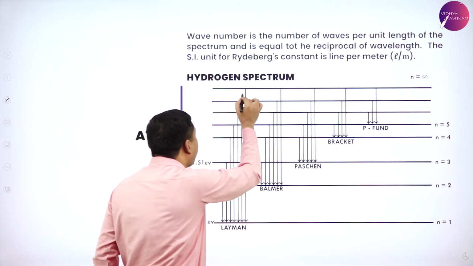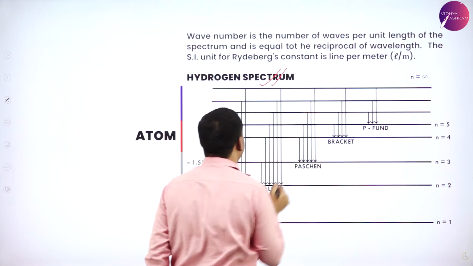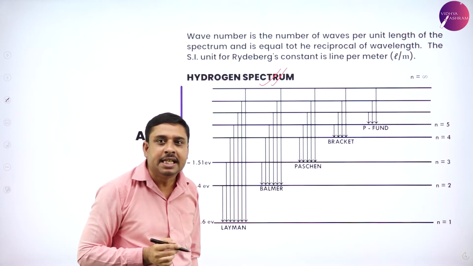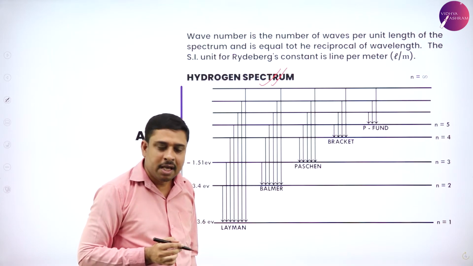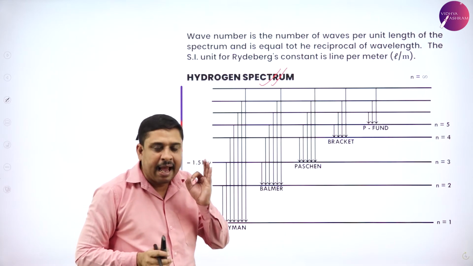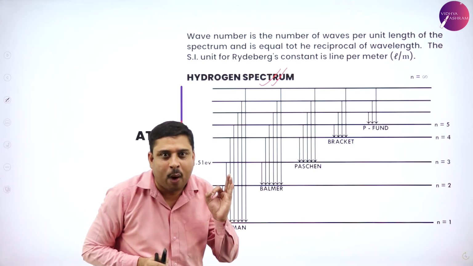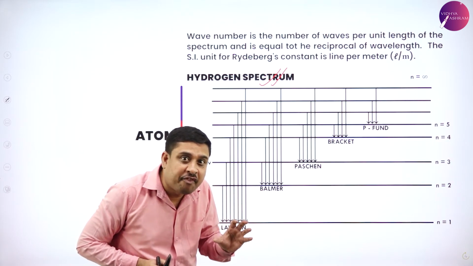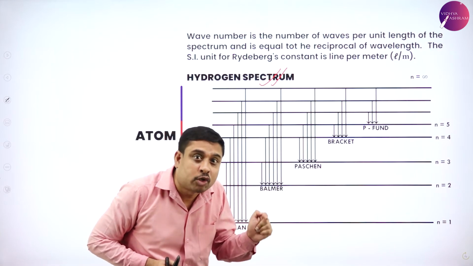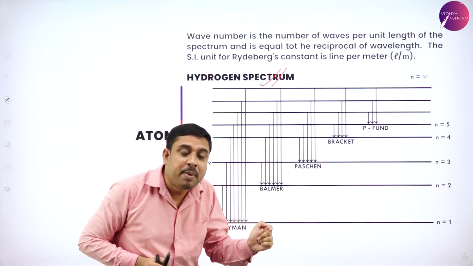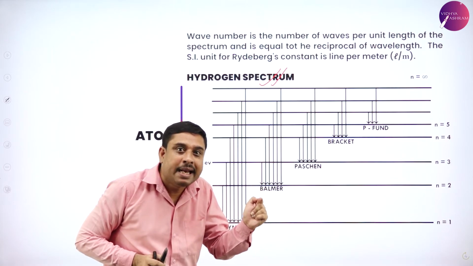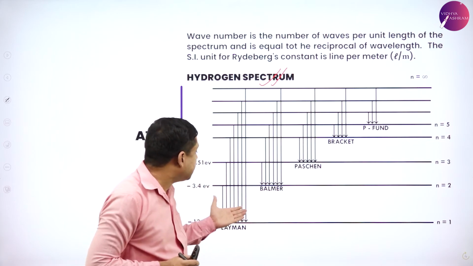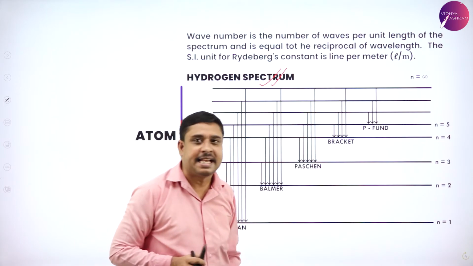And now coming to the last topic of discussion, we study something called the hydrogen spectrum. Here is a beauty. Hydrogen has only 1 electron, but the transition of that 1 electron, jumping from one level to another, is giving me 5 different series.